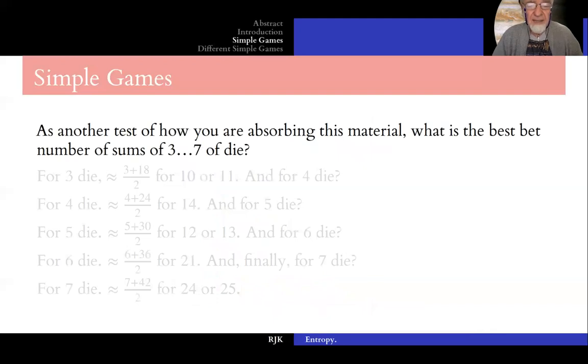Okay, another test. Let's see. What is the best bet if someone took a bunch of sums and averaged them? What would be the best guess of what that would be? And we'll do it first for 3.